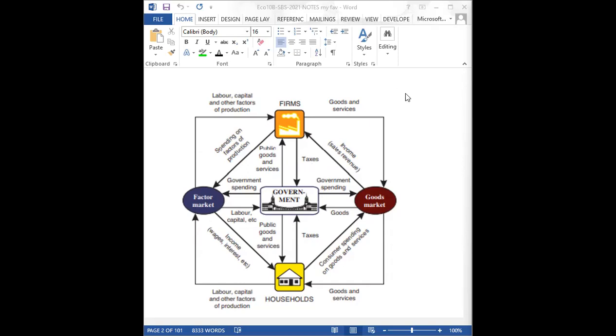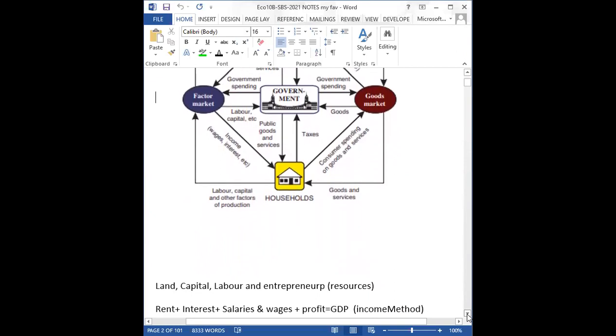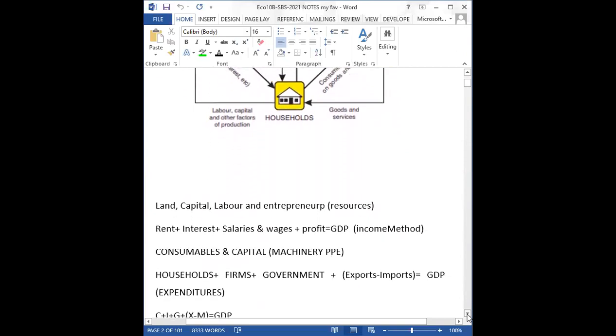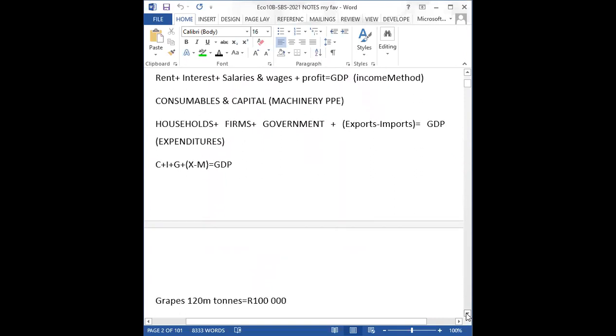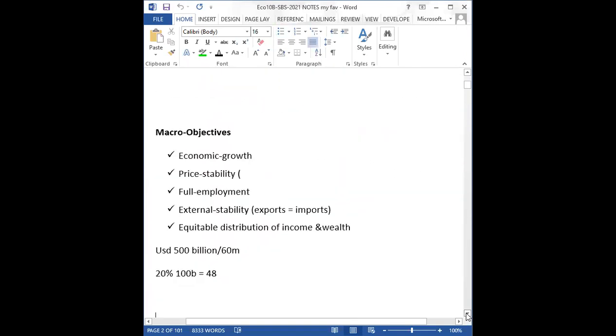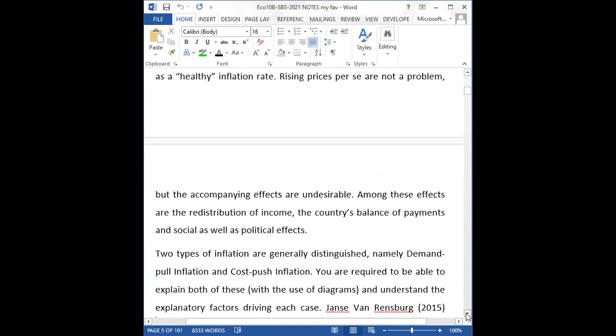Macroeconomic objectives. So I'm sure when you looked at your study guide or one of the textbooks that you're using, you have encountered this term macroeconomic objectives. So a macroeconomic objective simply refers to standards that are used to measure the performance of an economy, or the objectives that policymakers would want to look at if they want to see the health of an economy.